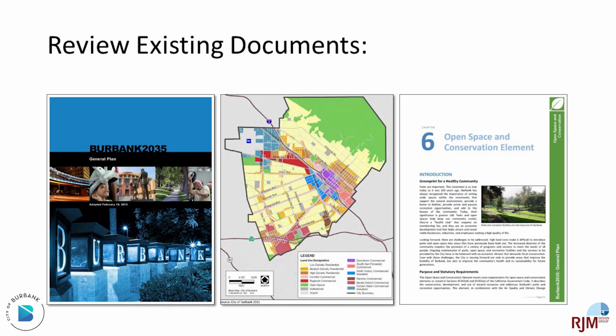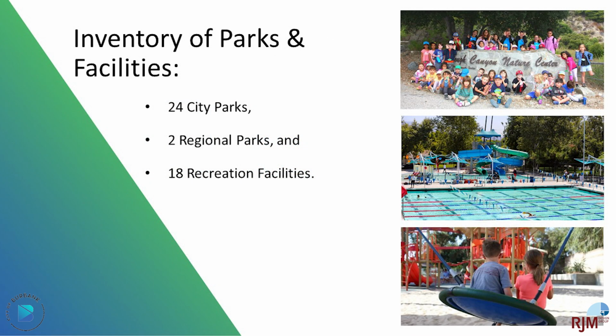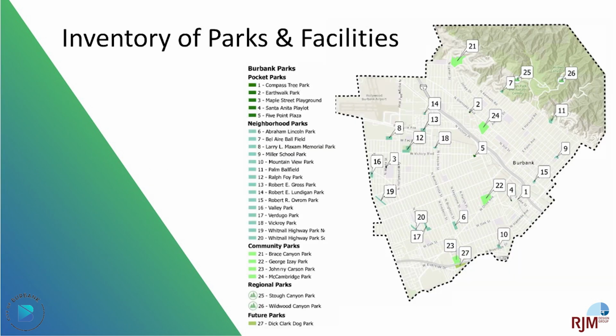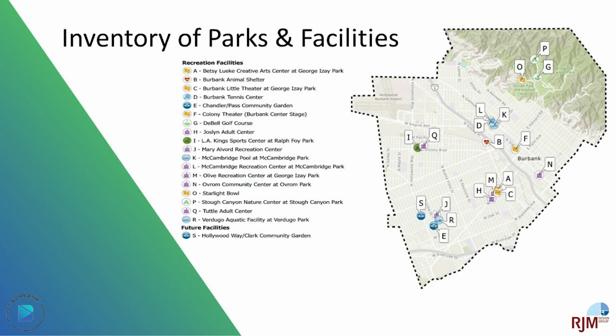The initial inventory assessment will look at the existing documents. We look at the general plan, open space and conservation element, land use and zoning planning, as well as the general plan for Burbank 2035. We also look at all of the parks and facilities available to the community within the city of Burbank. We find 24 parks, regional parks, and recreation facilities. Additionally, we'll look at the connectivity and multimodal transportation options and trails available to the community.